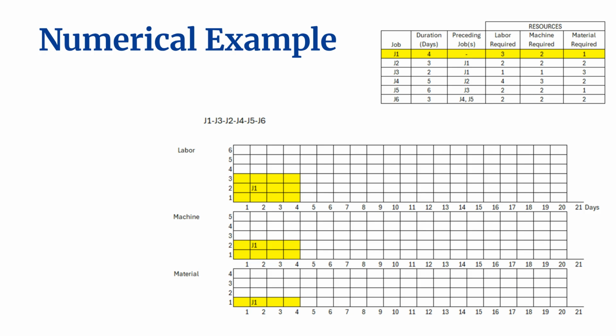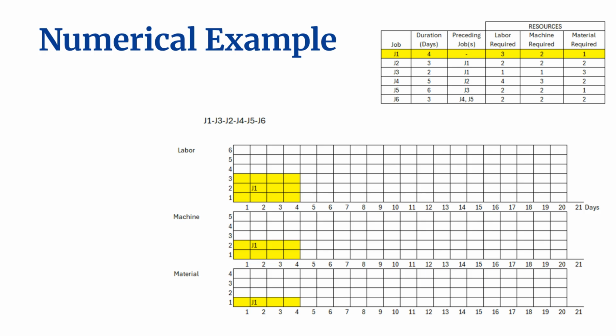On each chart, the y-axis indicates the quantity of that specific resource available or consumed at any given time. A fundamental rule in RCPSP is that an activity's execution must be synchronized across all required resources. You cannot consume labor for 4 days, but machines for only 2.